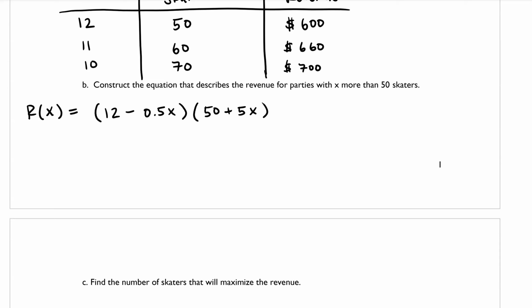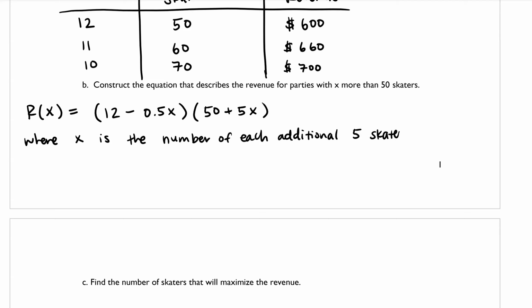It's important to note here that x is the number of each additional 5 skaters. Because remember, the owner of the skating rink is only offering a 50-cent discount for each additional 5 skaters. So x is the number of each additional 5 skaters. Okay?